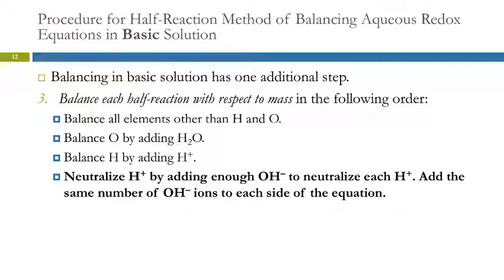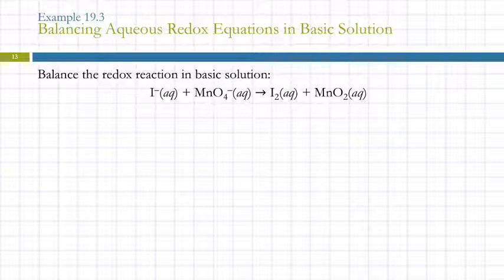Because if you have a hydrogen ion and you put a hydroxide ion, what do they make? Water. So if you have 2 hydrogen ions, put 2 hydroxide ions in. So that's how we're going to get rid of the hydrogen ions. So let's do one of those. Balance the redox reaction in basic solution.